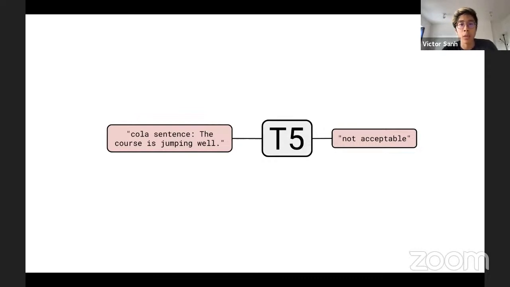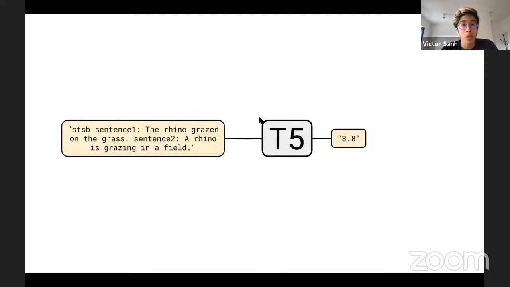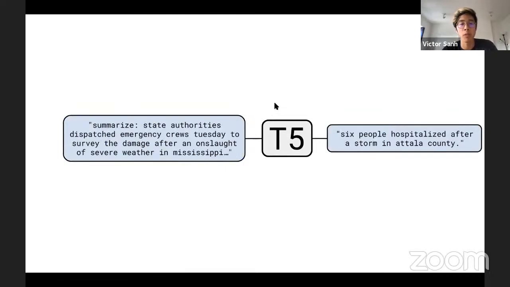For other tasks like sentiment classification, for instance, you would give a movie review and expect the model to output negative or positive depending on the sentiment in the movie review. You could do also something super fancy for regression tasks, for instance, for STSB, where the task is to output a score between 0 and 5. And here the model has to generate the score between 0 and 5, but as a text string. So here it's 3.8.